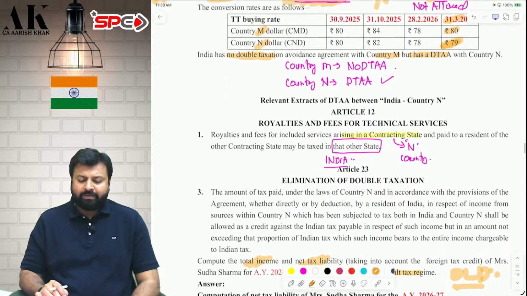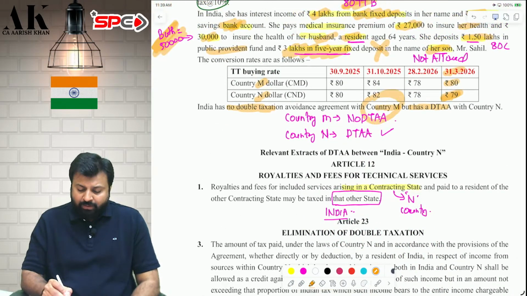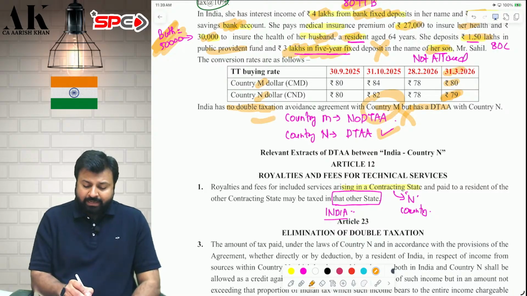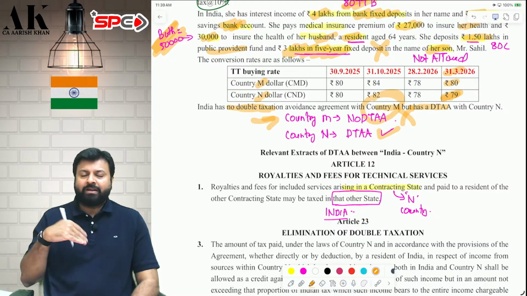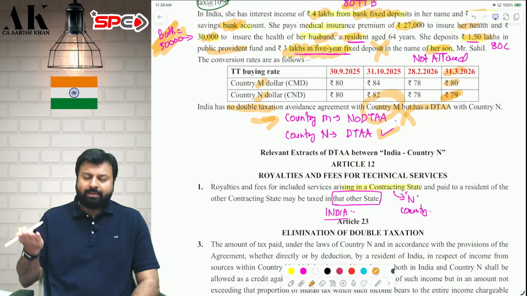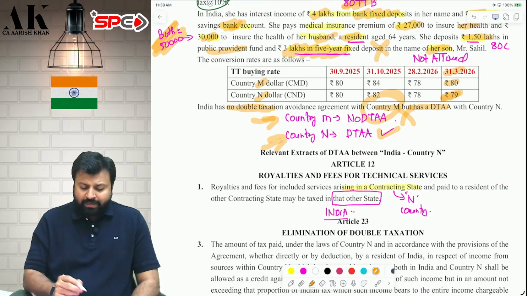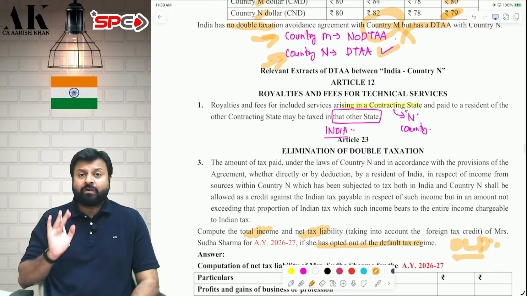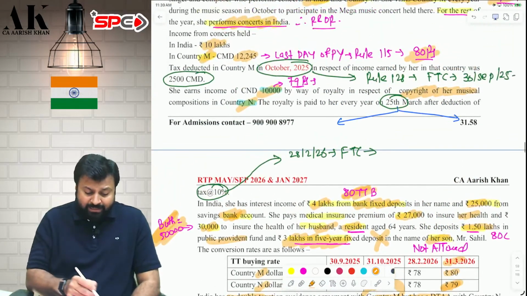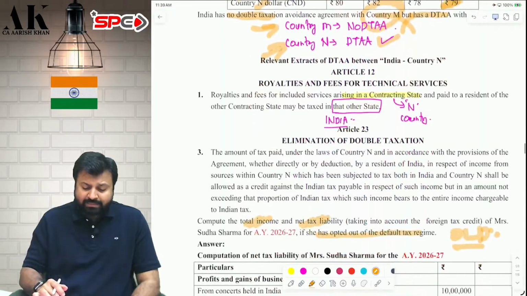Now, one important thing we need to understand. With country M, we don't have DTAA, but with country N, we have DTAA. Therefore, with country M, the income will definitely be taxable in India, and India will give relief. What about country N? With country N, we have DTAA. Therefore, we need to identify whether this country N income, this $10,000, is taxable in India or not.